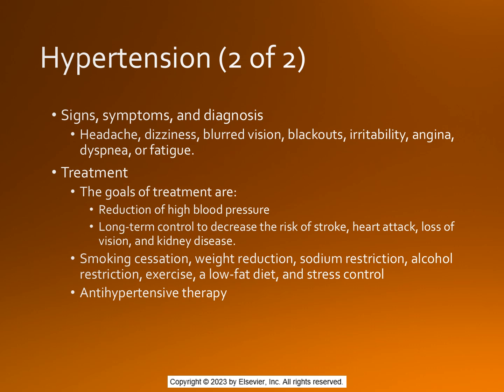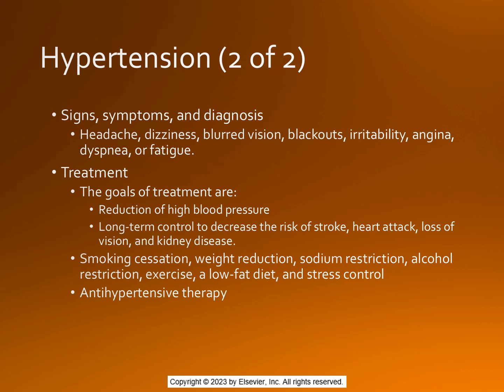Diagnosis is based on blood pressure readings on at least 2 occasions that occur 2 weeks apart. An EKG, echocardiogram, and cardiac stress test can be ordered to determine whether any damage has been done to the heart muscle. The goals of treatment include reduction of high blood pressure and long-term control to decrease the risk of stroke, heart attack, loss of vision, and kidney disease. The target is to control the blood pressure at or below 120/80.